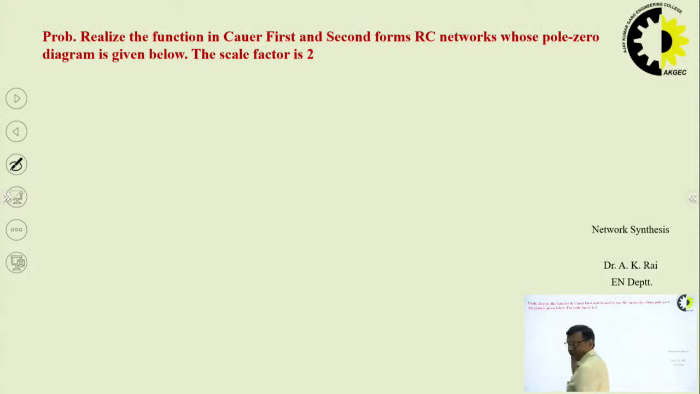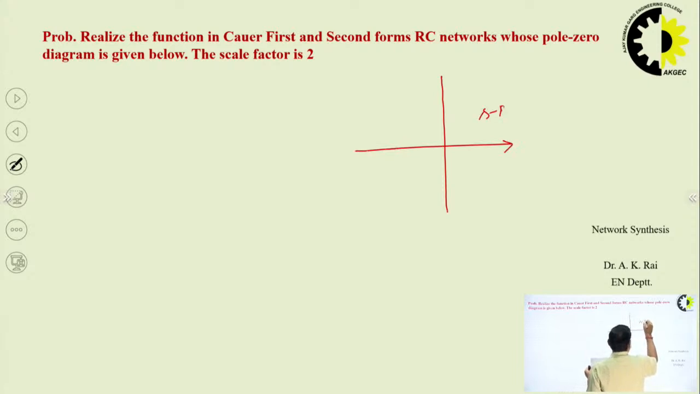We just carry out one more problem. This was asked in the Engineering Services exam in 1978, and the problem is like this. Realize the function in the Cauer first and second forms of an RC network with the pole-zero diagram given below. So, I am drawing the pole-zero diagram here.